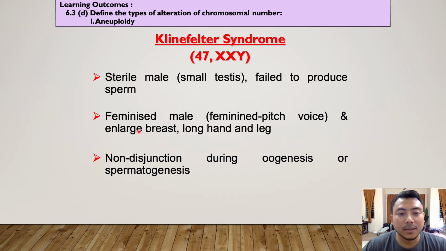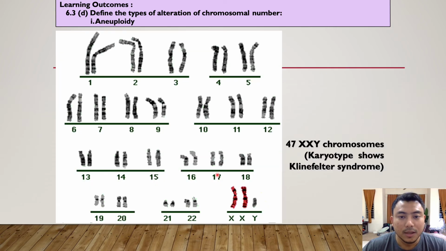And feminized male, feminine pitch voice, suara macam perempuan, and even enlarged breasts, long hands and legs. So dia ni adalah lelaki tetapi dia mempunyai ciri-ciri perempuan lah, seperti ada breast, and bila kita cakap feminized male ni, maksud dia ciri-ciri rupa tu pun sedikit macam keperempuanan lah. Contohnya tak ada janggut, tidak ada misai dan sebagainya. So this is non-disjunction during oogenesis or spermatogenesis. This is the karyotype of the Klinefelter syndrome person, XXY. Jadi tambah X dekat sini satu.